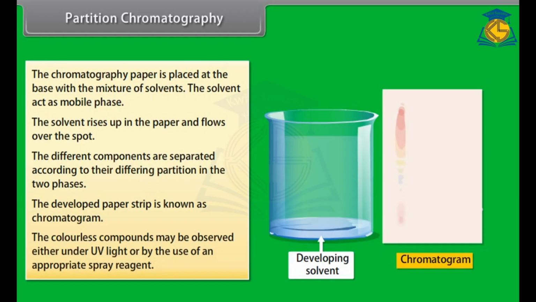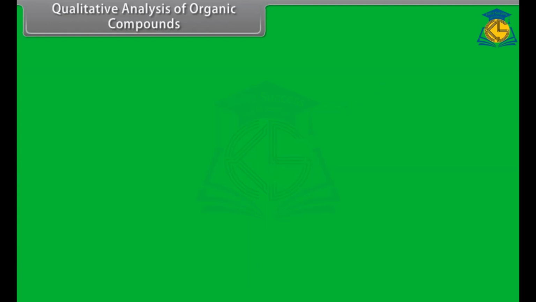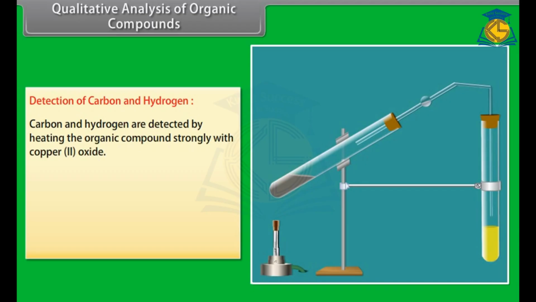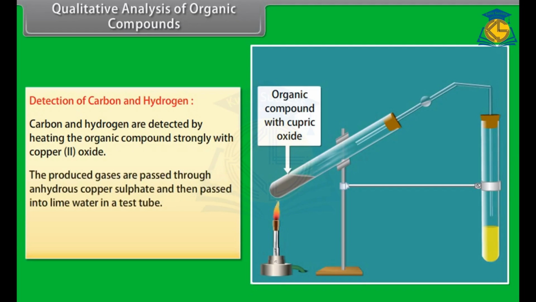The colorless compounds may be observed either under UV light or by the use of an appropriate spray reagent. Qualitative analysis of organic compounds. Detection of carbon and hydrogen. Carbon and hydrogen are detected by heating the organic compound strongly with copper(II) oxide. The produced gases are passed through anhydrous copper sulfate and then passed into lime water in a test tube.